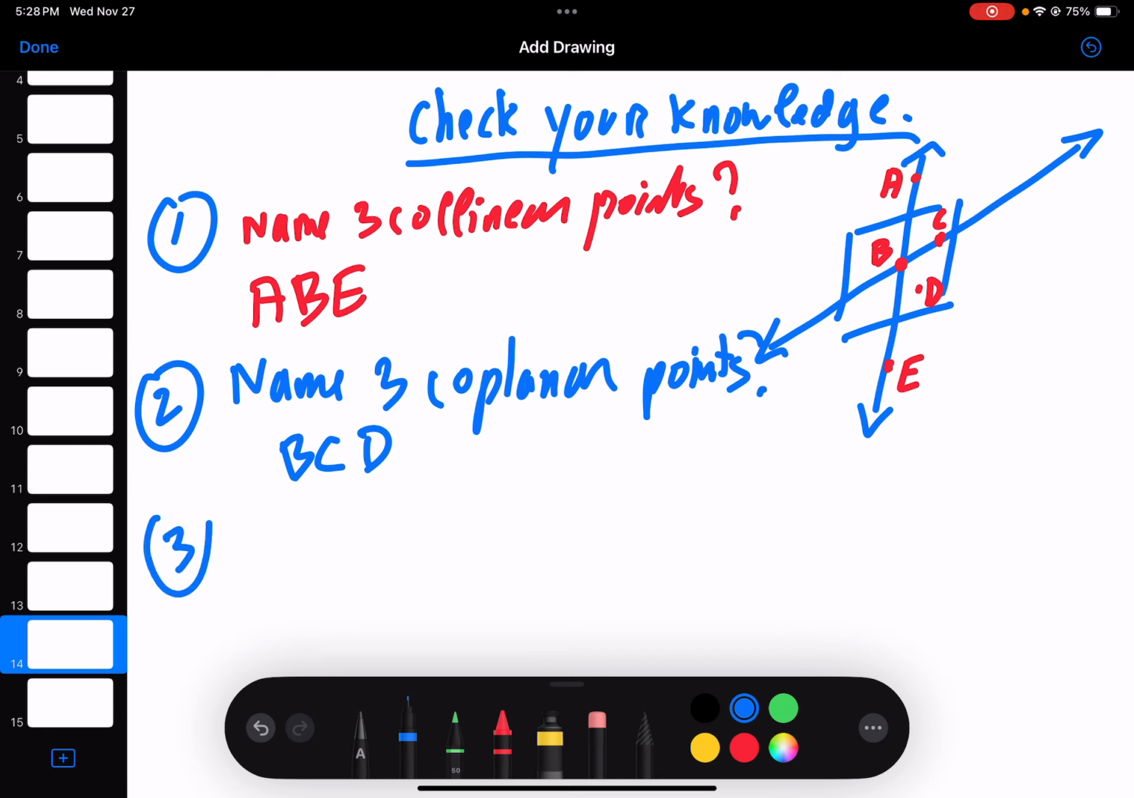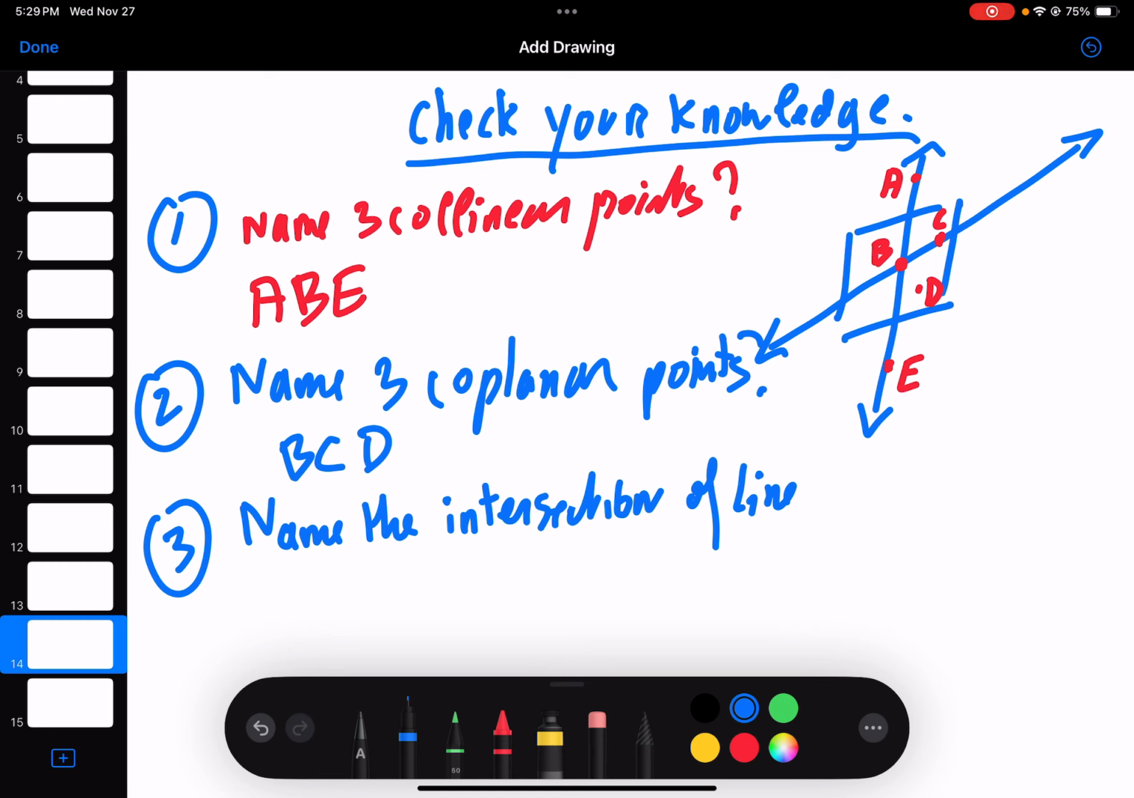3. Name the intersection of line AE and plane F. So remember, the intersection of a line and a plane is a point, and that will be point B, right? All right.